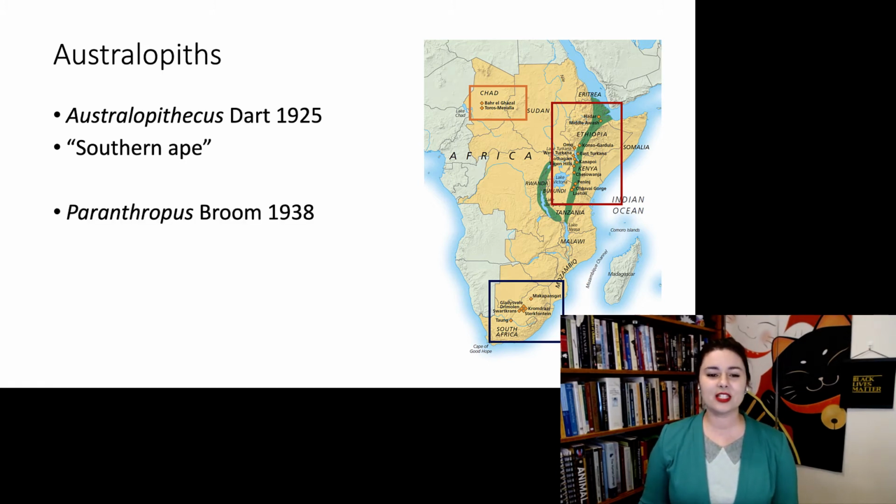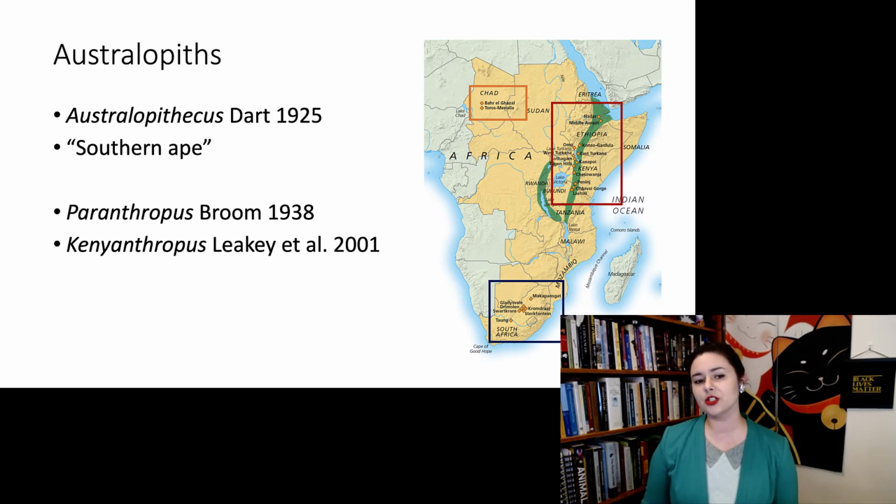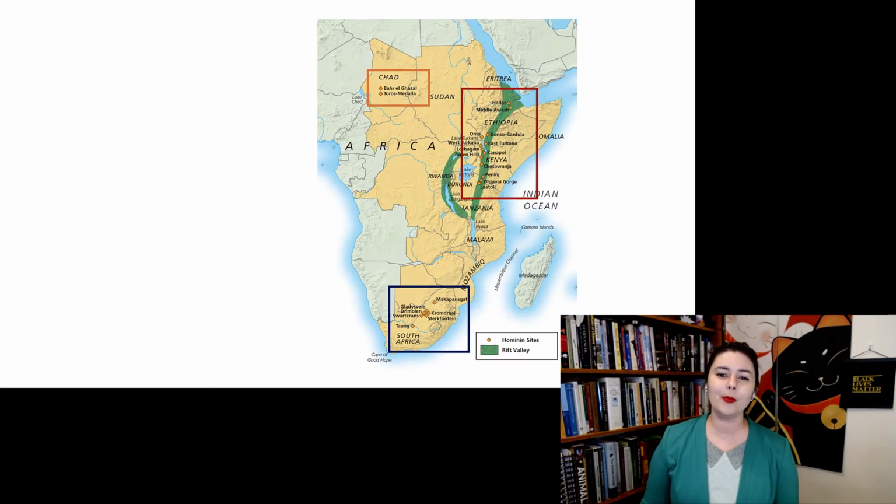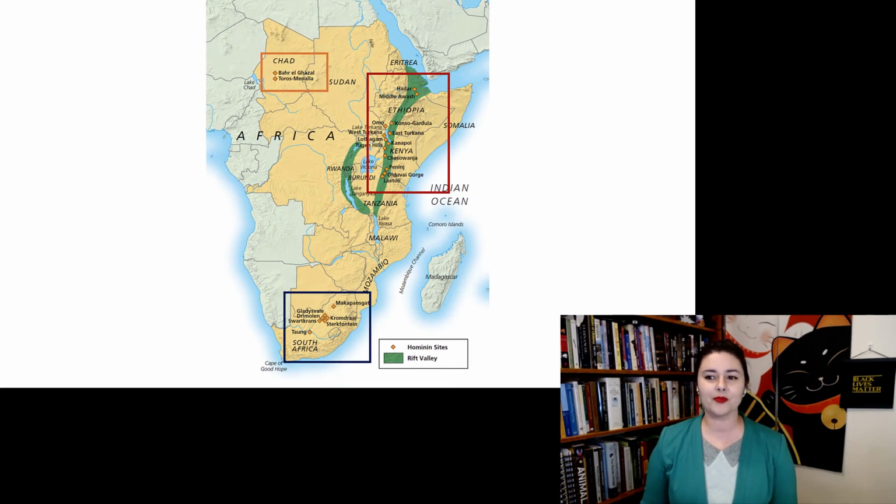We do then see genus Paranthropus, named by Robert Broom in 1938. And we do have one other genus here, Kenyanthropus. It was named pretty recently, in 2001. We'll talk about that one later. But let's zoom in here into our map. So remember that Africa is really, really big. So even though on this map Chad may not look too far from Ethiopia, that is about 1,000 miles.